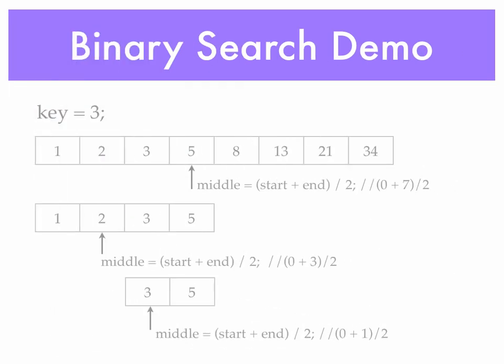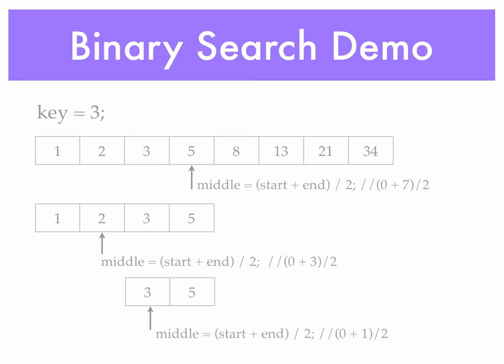Here I'll have an array that has an even number of elements. And this is where that integer division comes in. So I establish the value of middle with start plus end. Now start is 0, end is 7, so I get 7 divided by 2. That gives me 3.5. I'm going to truncate that to 3. So establish middle to have a value of 3.